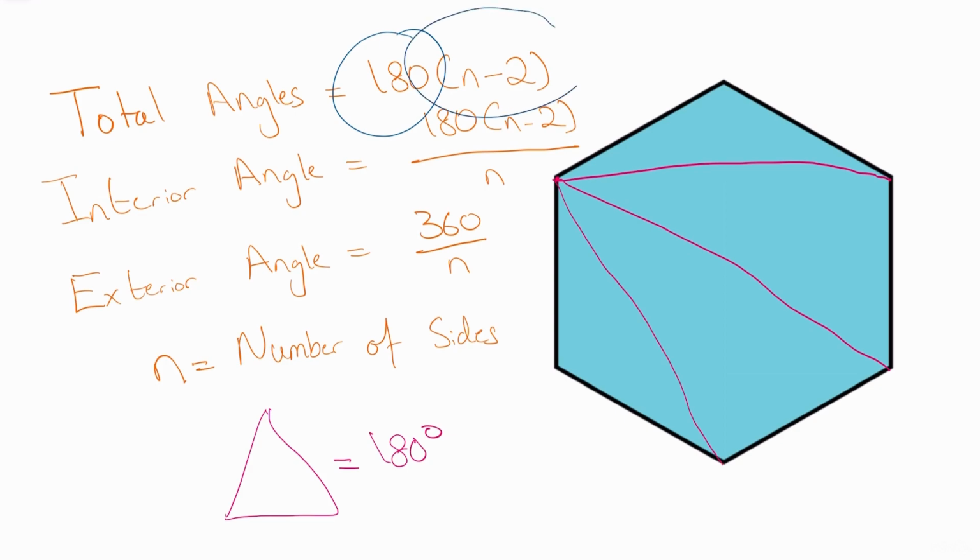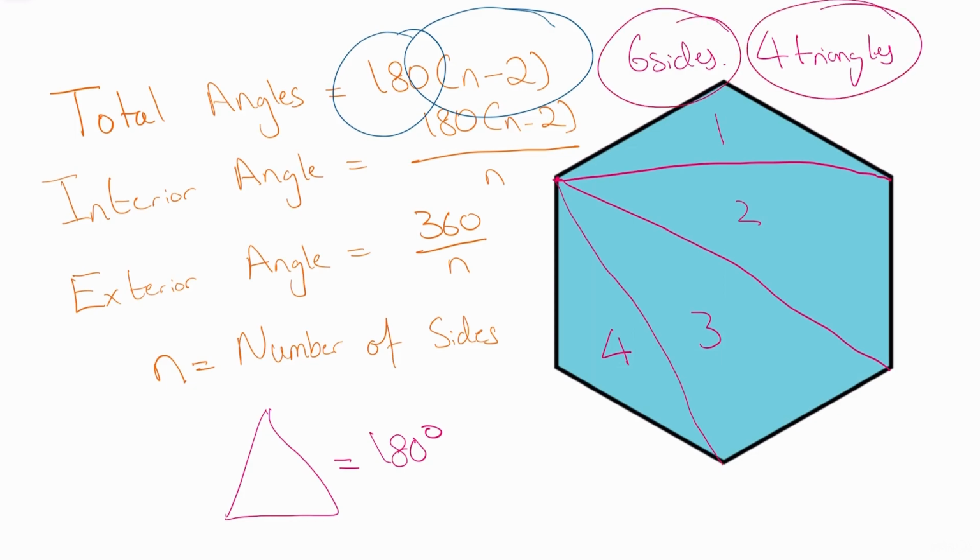Where does the n minus 2 come from? So if you count the number of triangles in the shape, there is 1, 2, 3, 4. There are 4 triangles, and there are 6 sides. The number of triangles is 2 less than the number of sides. That's why it says n minus 2.